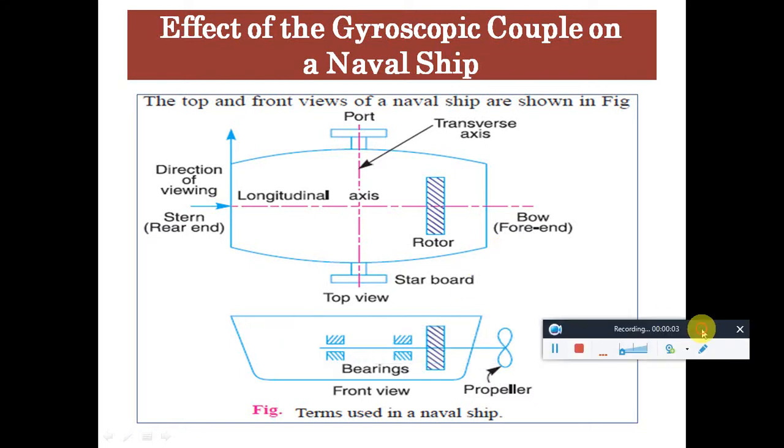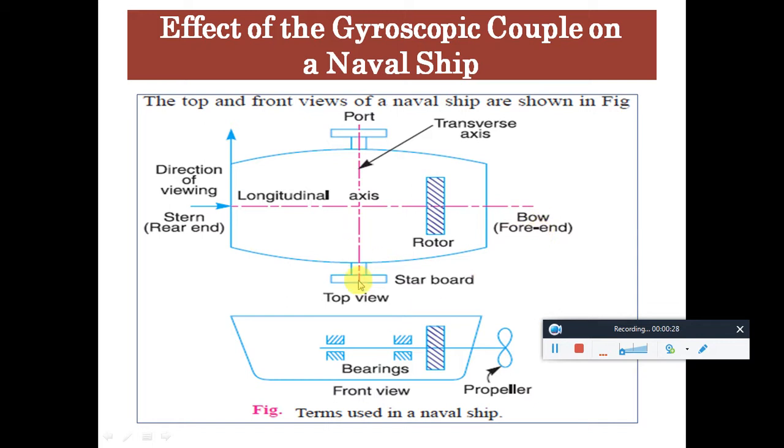Coming to the effect of the gyroscopic couple on a naval ship. This picture shows the front and the top view of a naval ship. Here, in the front we have the propeller, and this is the direction of viewing from the rear end. This rear end is called the stern, and the front end is called the bow.